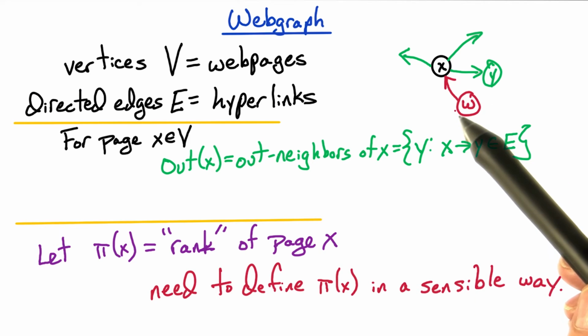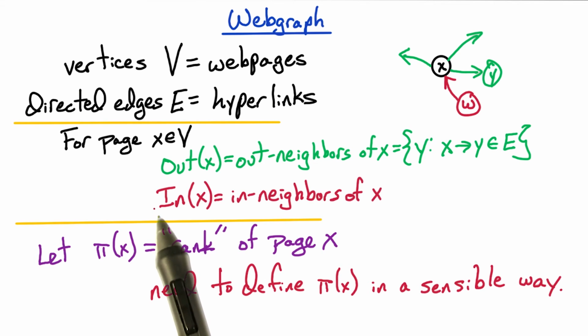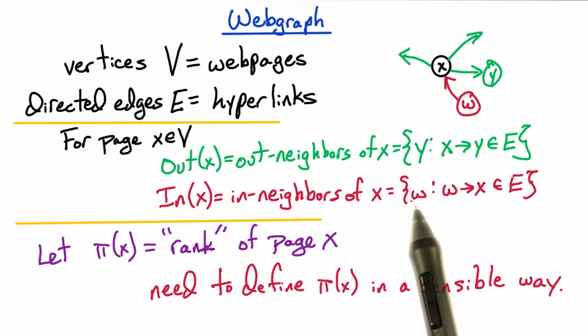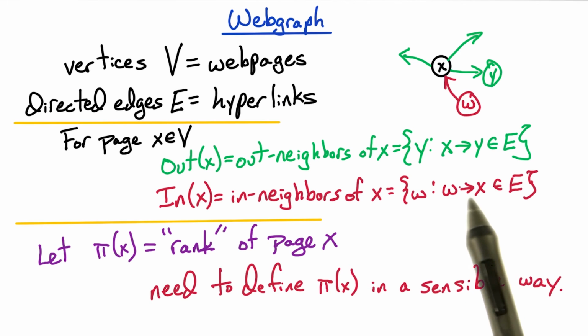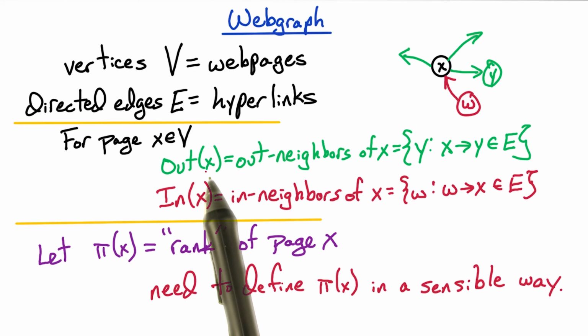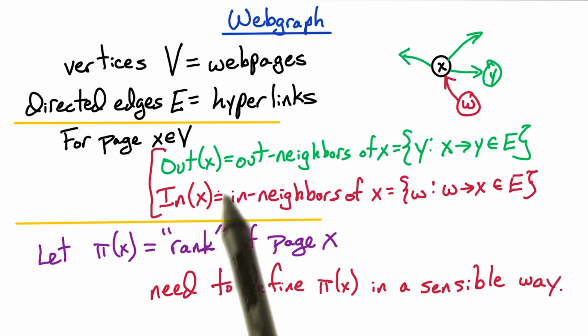Similarly, we're going to have to look at the set of web pages or vertices which have a link to X. So we'll let in of X denote the set of in neighbors of X. This is the set of web pages W, which have a hyperlink from W to X. So there's a directed edge from W to X. So just remember, out of X are the out neighbors of X, and in of X are the in neighbors of X. This is the only notation that we'll need.